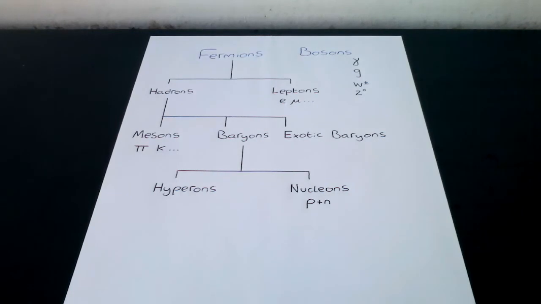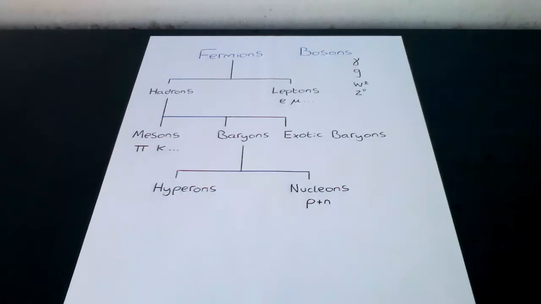Hadrons are the particles that feel both the strong and the weak force. They are also composed of quarks, which not only come in groups of 3, but more rarely in groups of 2, 4 or 5. Exotic baryons are the most recently discovered baryons. They have a very rare quark configuration.